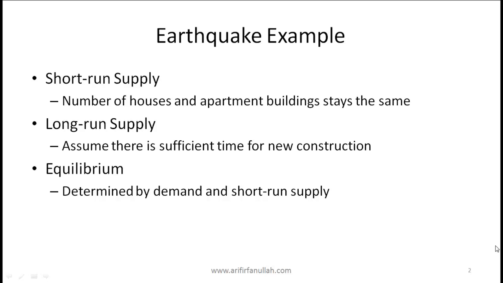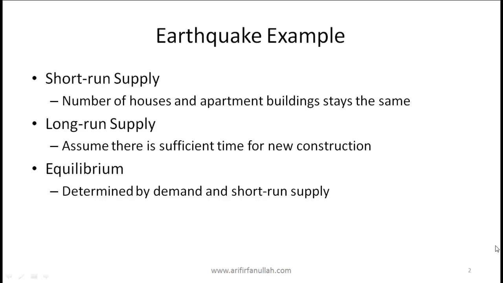Before we get into the details of the example, let's just understand what economists mean by short-run supply and long-run supply in this context. When the city is hit by an earthquake, short-run supply refers to the number of houses and apartments. So basically, we are talking about the supply of housing which is available immediately after the earthquake. So apartments that remain functional and operational immediately after the earthquake.